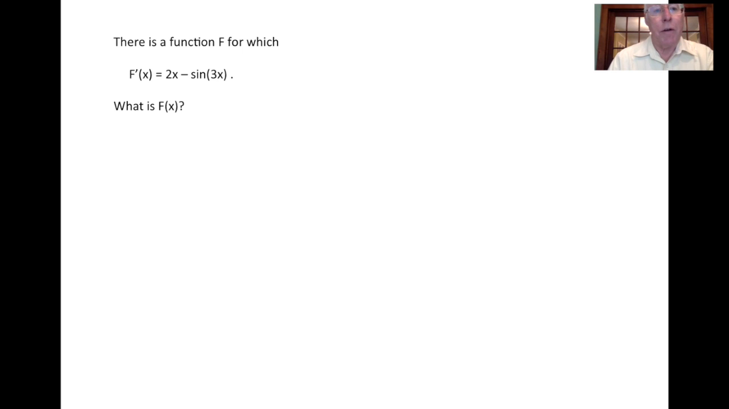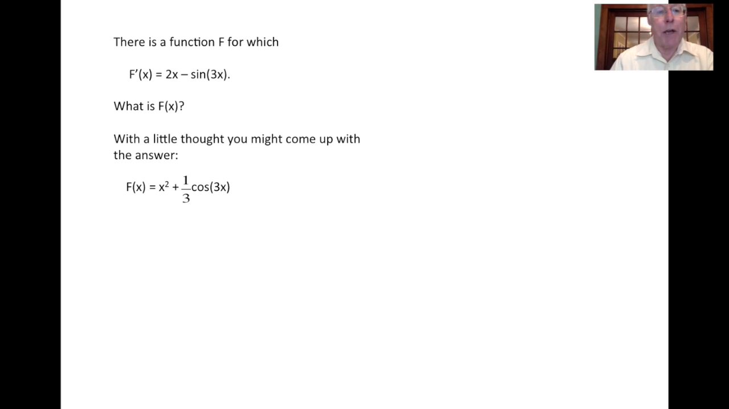So let's start with the following question. There is a function F for which F prime of x, the derivative of capital F, is 2x minus sine 3x. What is F of x? You might think about this for a moment. Can you write down a function capital F whose derivative turns out to be 2x minus sine 3x?